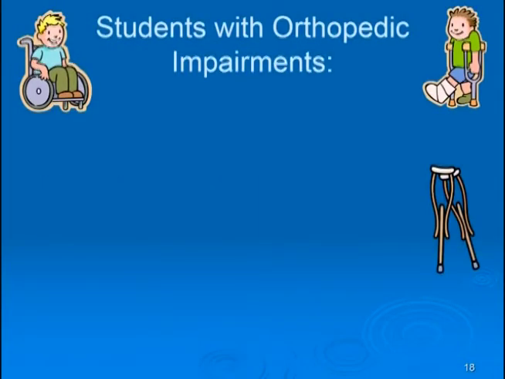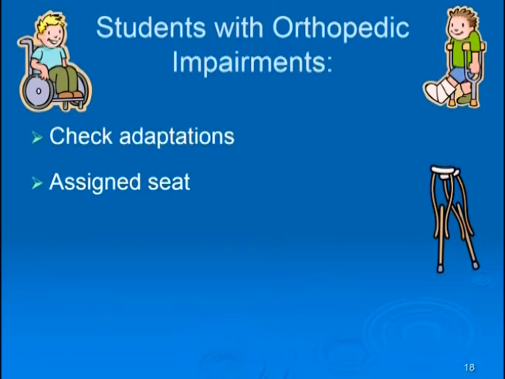Okay, some communication tips with students with orthopedic impairments. Check to see if there are any adaptations, such as positioning or a safety vest. Selective seating may be helpful. It helps to have assigned seats on the bus. If you assign seats, then the students know where they're going to sit before they get on. It also helps when there is a substitute driver that day.